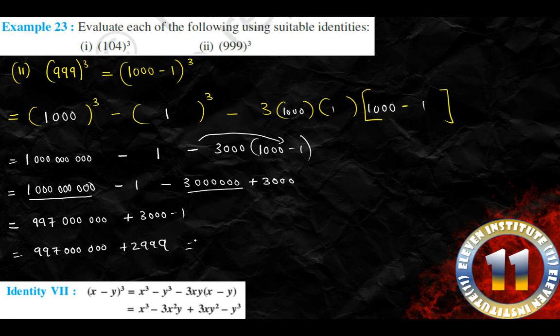And when we finally add them, right, we get 997, 4 digits, so we get 2 zeros over here, and then we can write 2999. So this is our final answer. I hope this is very much clear to you. This is a very important sum. Please mark this as important. Write this in your CW.